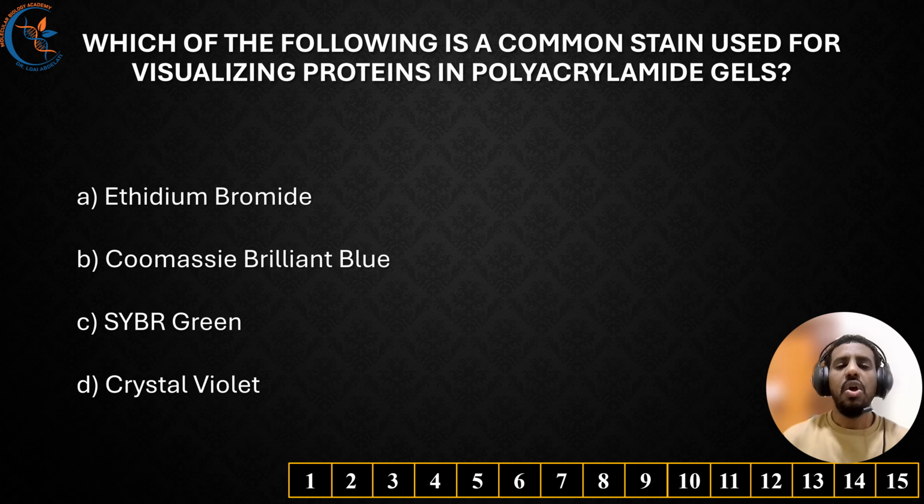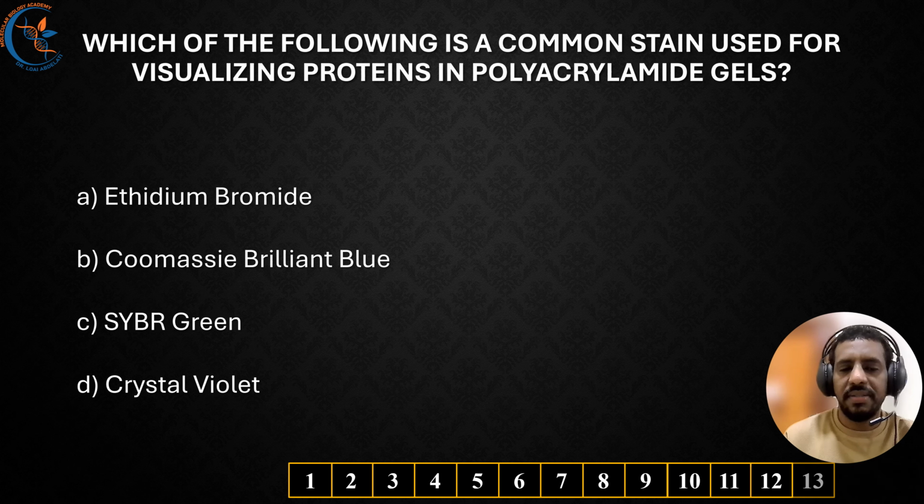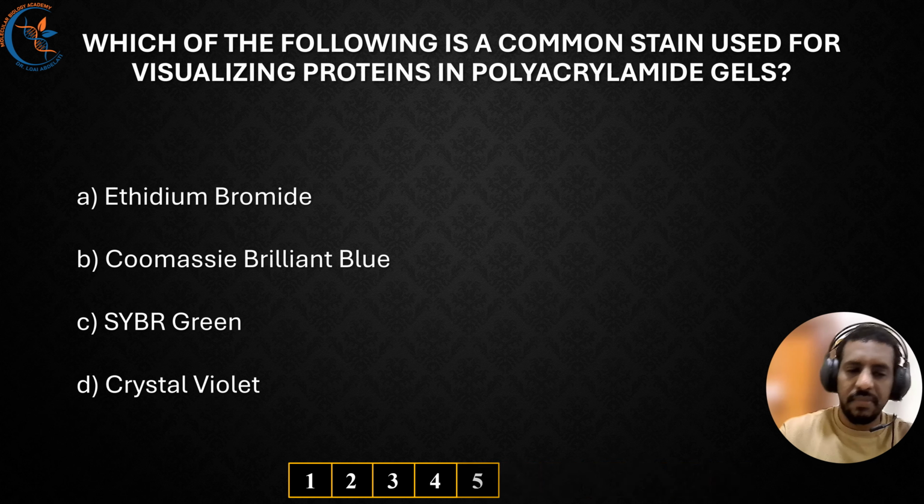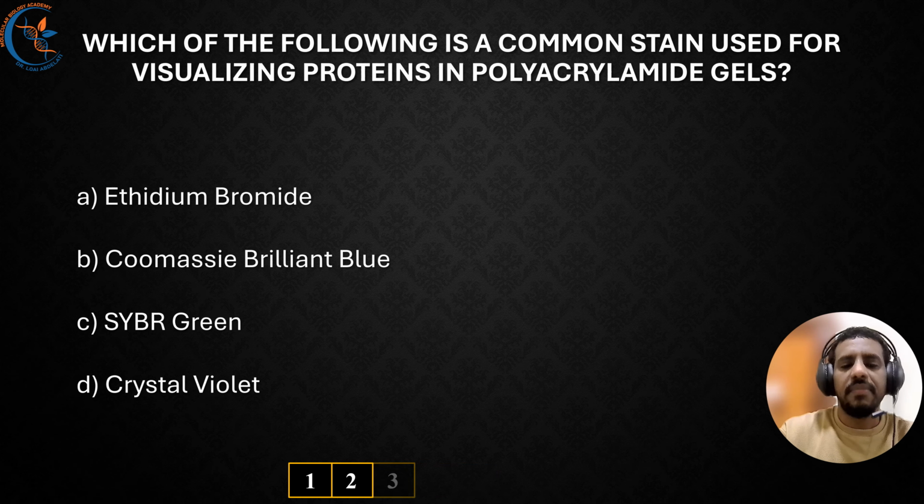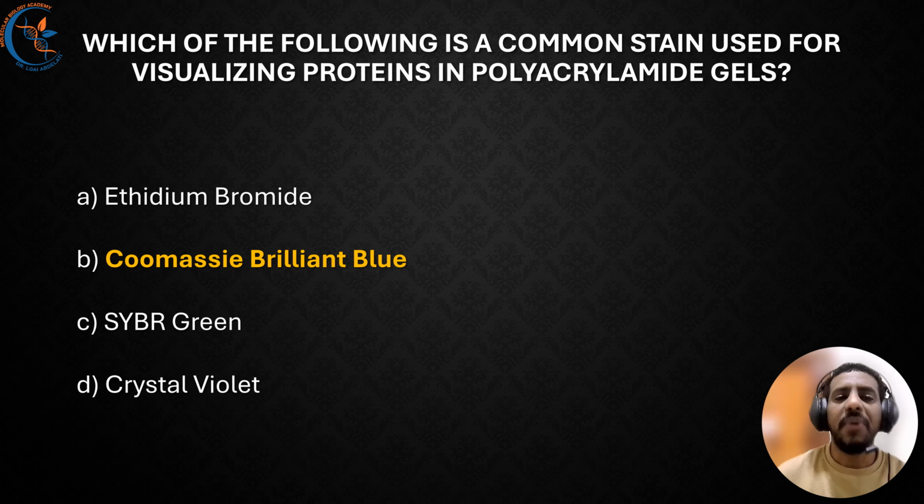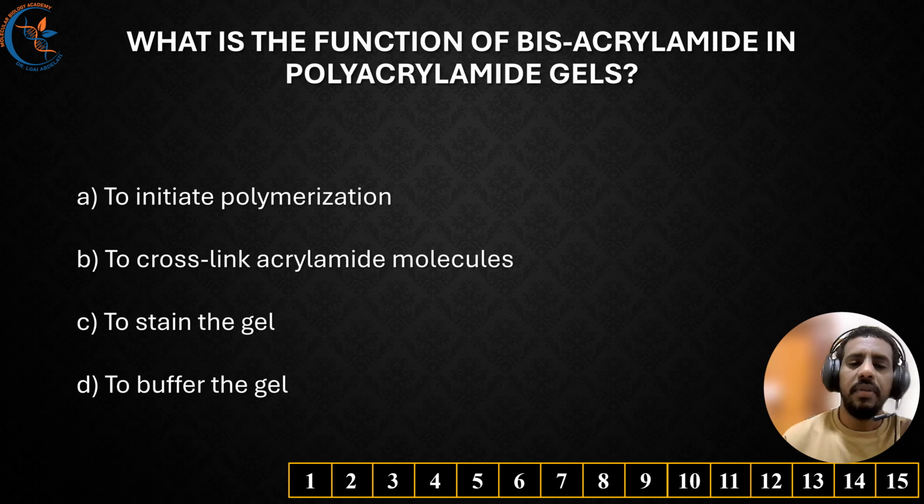The question here: which of the following is the common stain used for visualizing protein in polyacrylamide gels? The correct answer is Coomassie brilliant blue. Coomassie brilliant blue is commonly used to stain proteins in polyacrylamide gels, making them visible. Okay, let's move on.